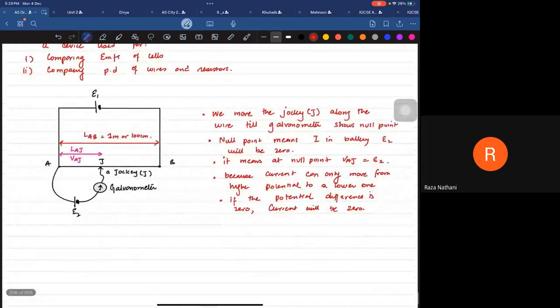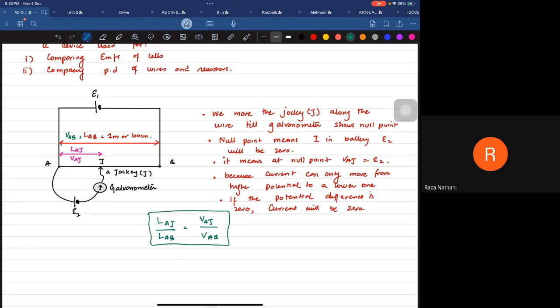The only equation that you're going to learn in this is that length AJ over length AB will be equal to voltage AJ over voltage AB. So voltage and length are going to decrease or increase in direct proportion. That's why we're going to use this formula to find this.